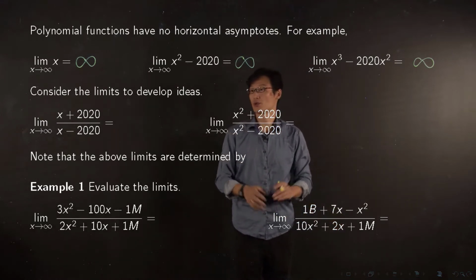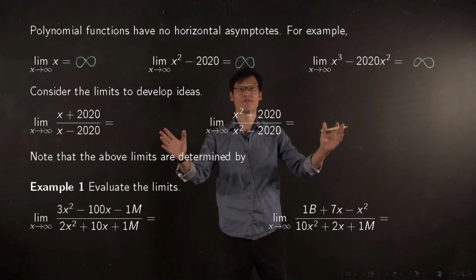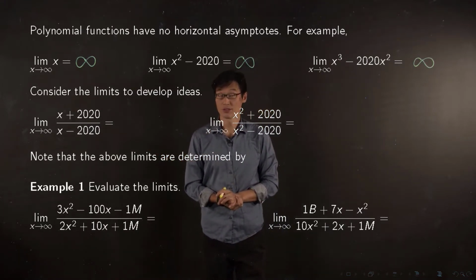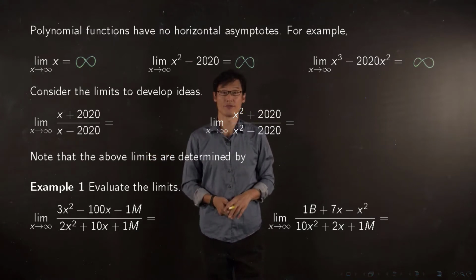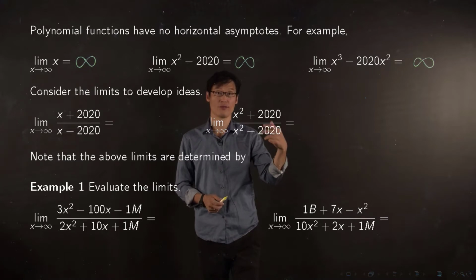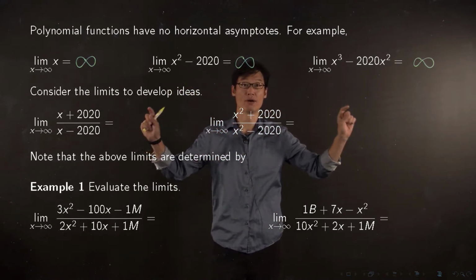So as you see, those polynomial functions have infinity as the limit. So that means those functions have no horizontal asymptote. In order for a function to have a horizontal asymptote, those limits must be some finite number L.